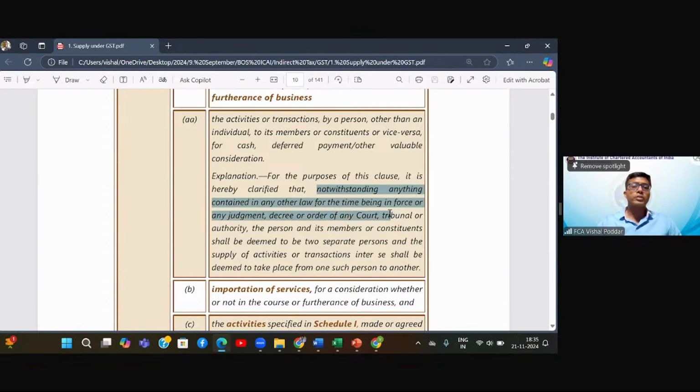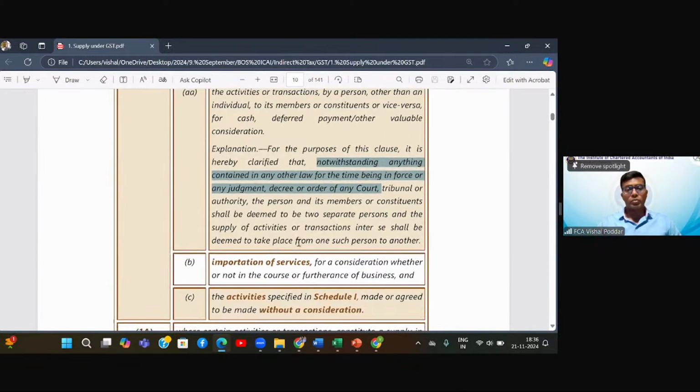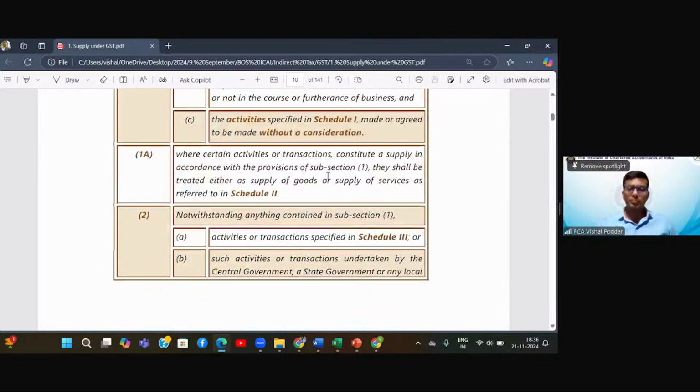And it is also notwithstanding anything decided in any judgment or decree of a court. So irrespective of what is given in any other law or judgment, these two persons will be deemed to be two separate persons. Basically, the challenge was not of supply. The challenge was that they are not separate, they are one and the same. And if it is one and the same, you cannot make supply to yourself, and hence it would be no supply. To overcome that, this amendment was made.